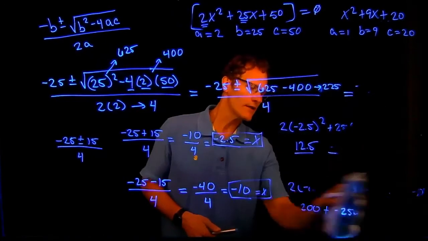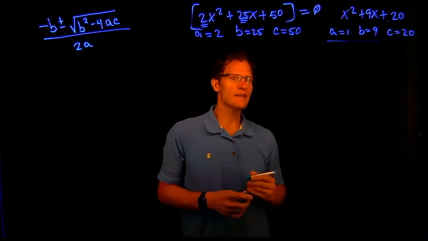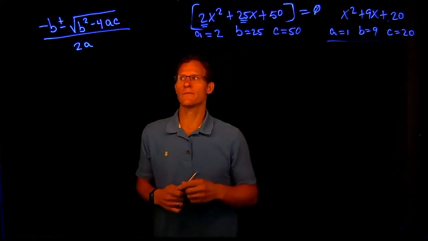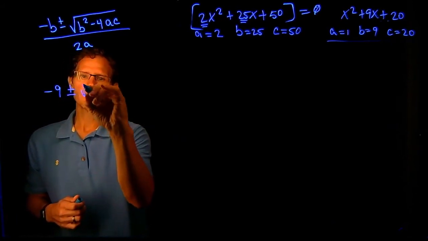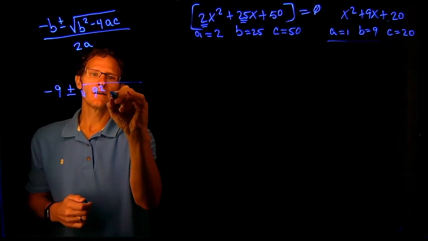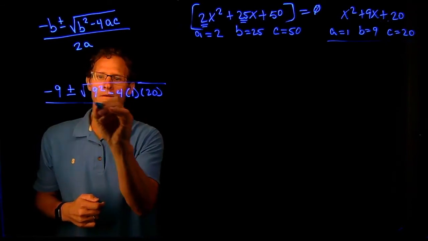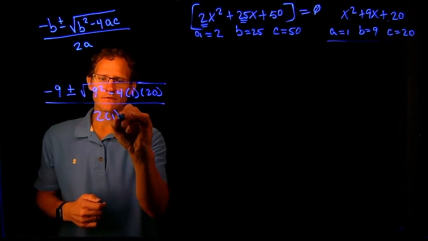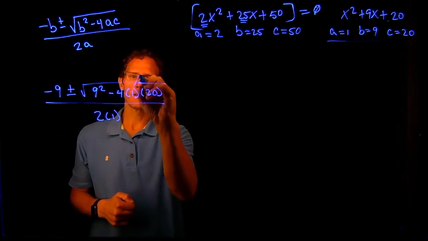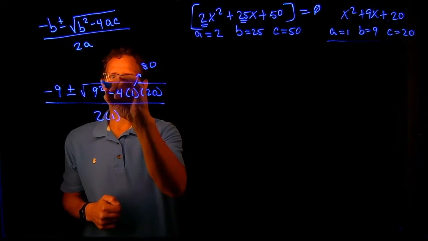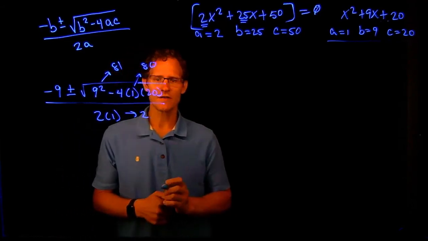Okay, let's go ahead and do the last one together. We're going to be using these values of a, b, and c. Negative 9 plus or minus the square root of 9 squared minus 4 times 1 times 20, all of that over 2 times 1. Let's simplify. 4 times 1 times 20 is 80. 9 squared is 81. 2 times 1 is 2.